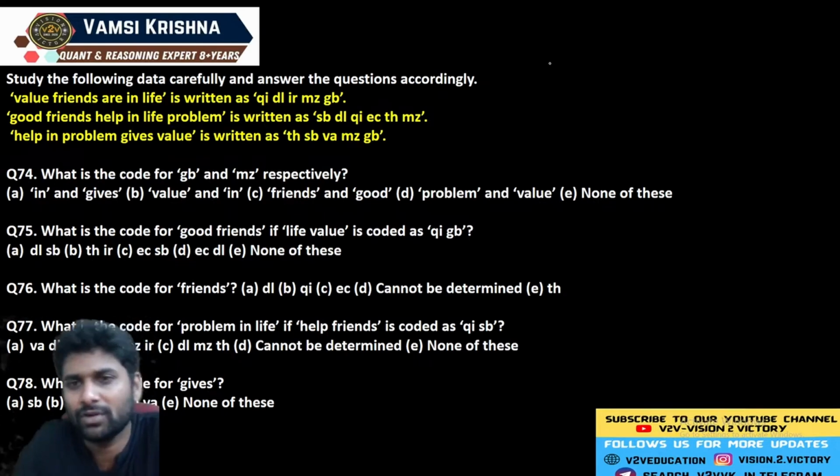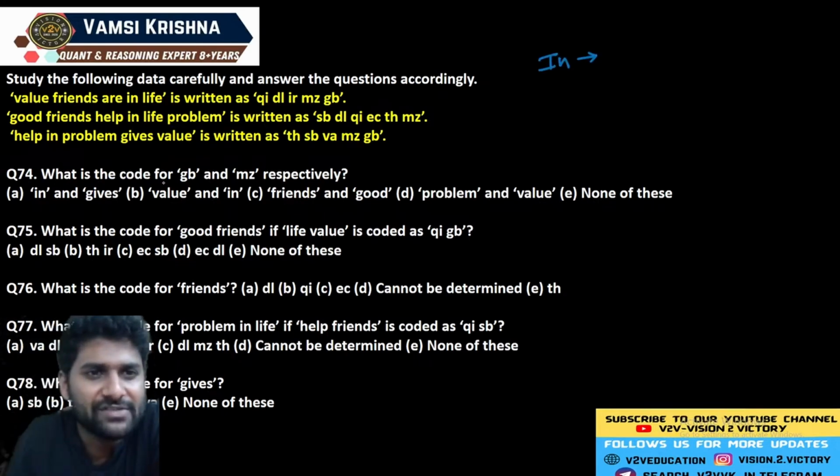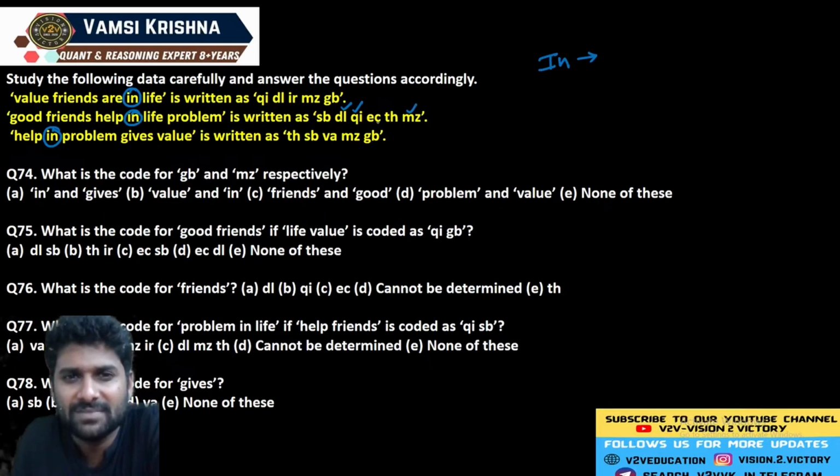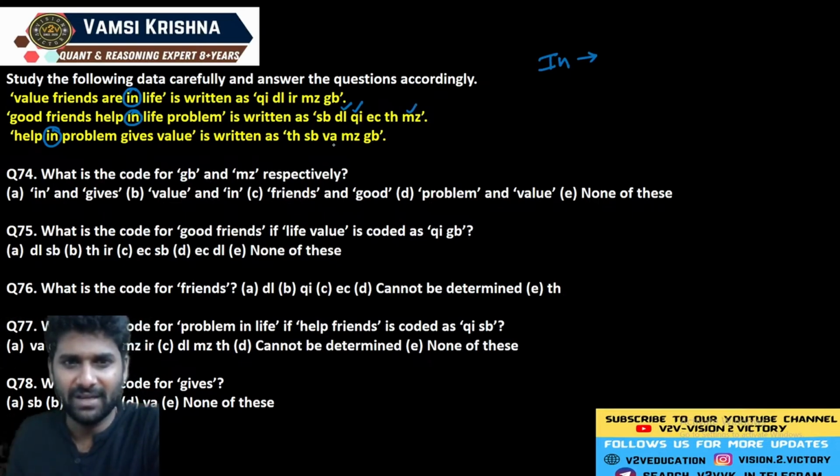Let me see. What is the code language for in? Can anyone tell me? See, we have in, in, in. QA, maybe. GL, maybe. IR, not there. MZ, maybe. GB, not there. Okay, now the last one. DL, not there. So DL is not the code for in. QA is not there. Definitely MZ. So the code language for in is MZ.